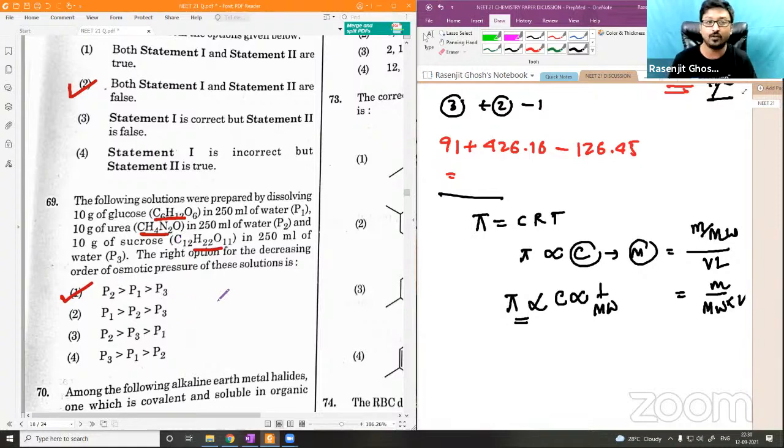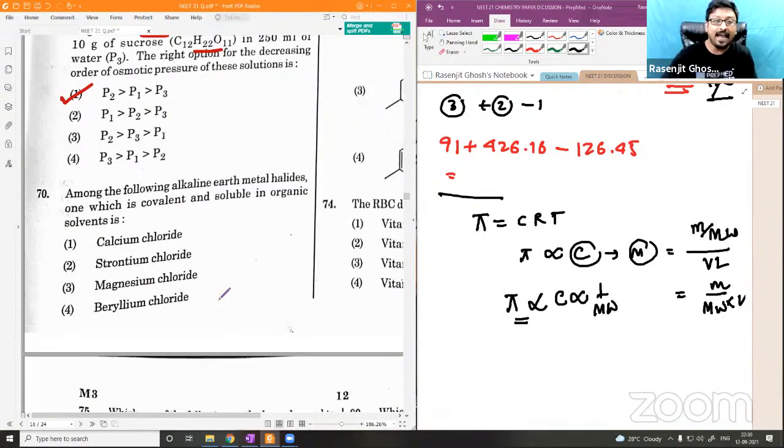Simple, straightforward. Achha. Among the following alkaline earth metal halides, which one is covalent and soluble in organic solvent? This is a question from Fajan's rule. In group 2 metal halides, when you go down the group, the ionic character increases, and if you go up the group, the covalent character increases. The correct answer will be beryllium chloride. Beryllium chloride has covalent character, and this is due to Fajan's rule.